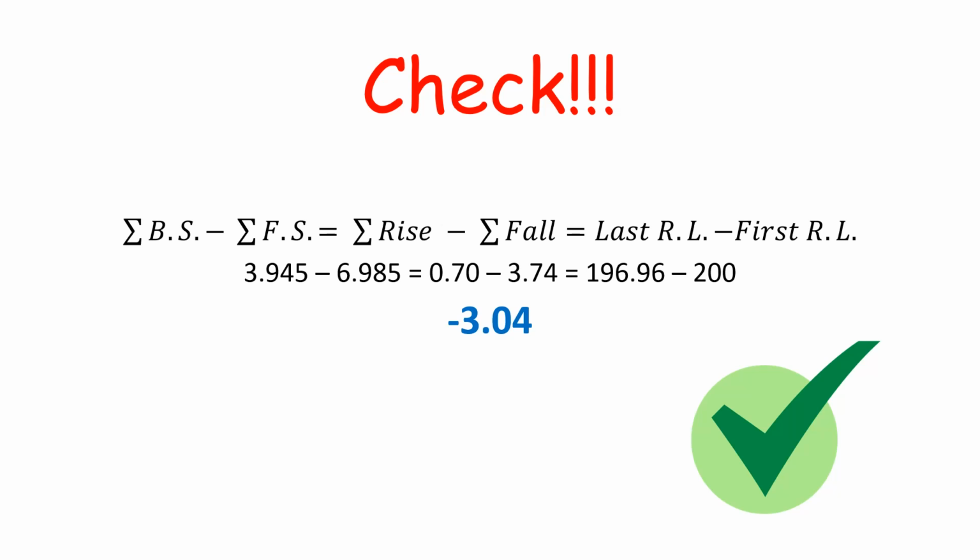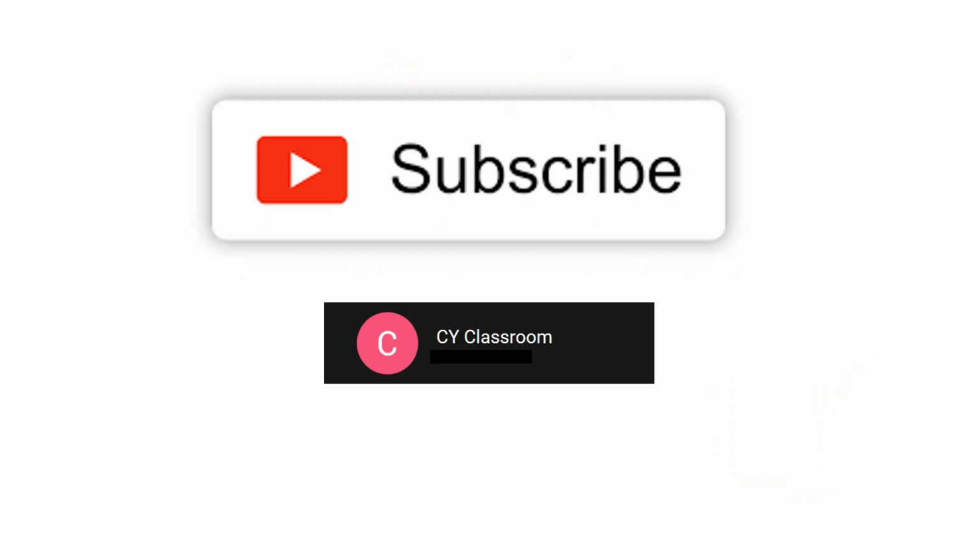Now you use all the equations to apply this. Do you get the right answer? Do you get negative 3.04 for the equation? If you get it, congratulations. You did a good job and I believe you have mastered the rise and fall method now.